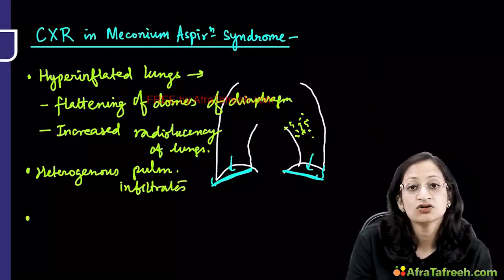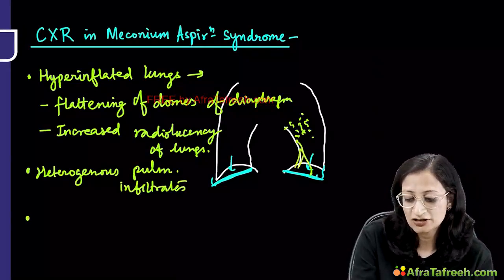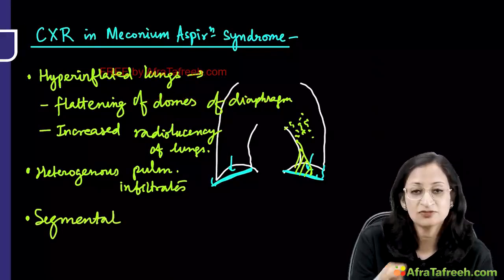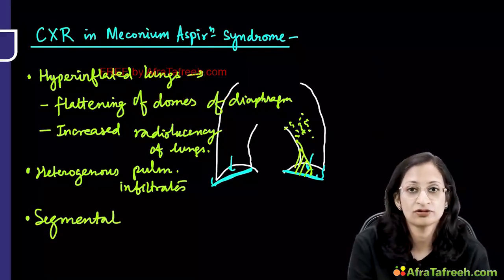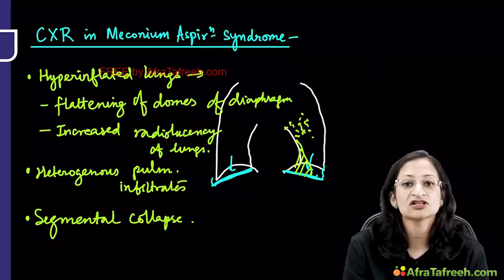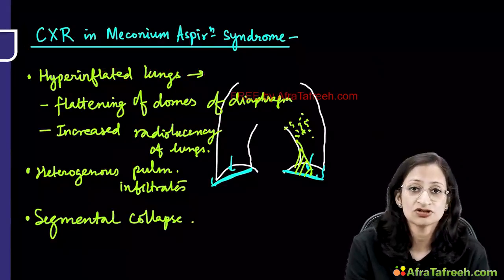What else? You can get segmental collapse or atelectasis. So segmental collapse can be there. So there can be opacity with a sharp border. Segmental collapse or atelectasis can be there. So these are the chest X-ray findings that you can get in meconium aspiration syndrome.